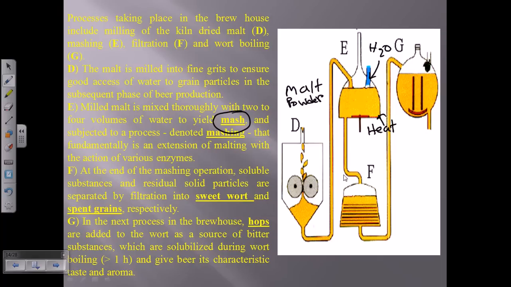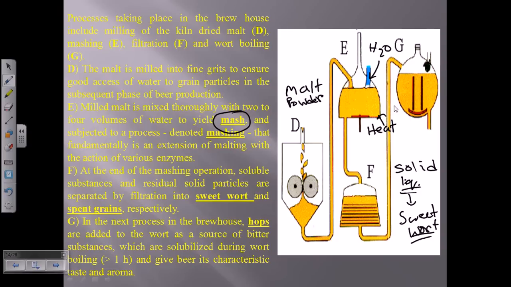So here, after the filtration, we get two important things. One is the solid material, another one is the liquid material. The liquid material here is called the wort, or sweet wort. Why is it called sweet wort? The terminology is wort, and it is called sweet because it still contains some sugar. Remember, fermentation is not done yet.